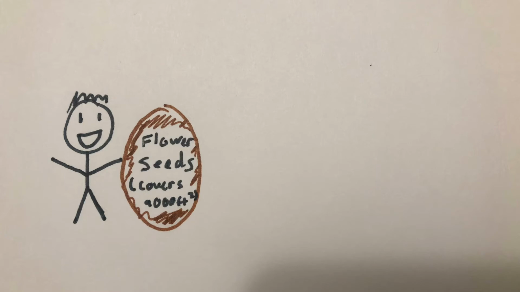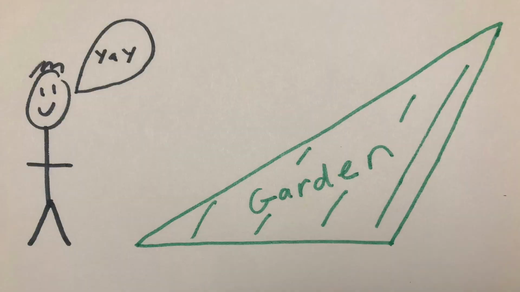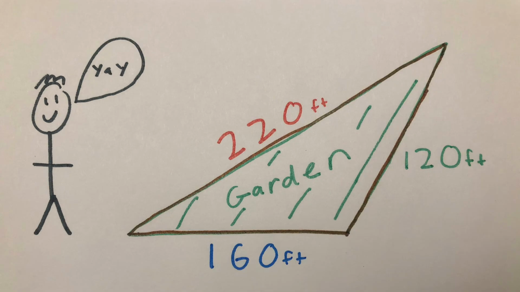Lucky for you, your garden happens to be triangular, so you decide to measure the length of each side. The first side you measure is 160 feet long, the second is 120 feet long, and the third is 220 feet long. Do you have enough flower seed to cover the entire area of your garden? I encourage any of you watching to pause the video now to try and solve this problem on your own.